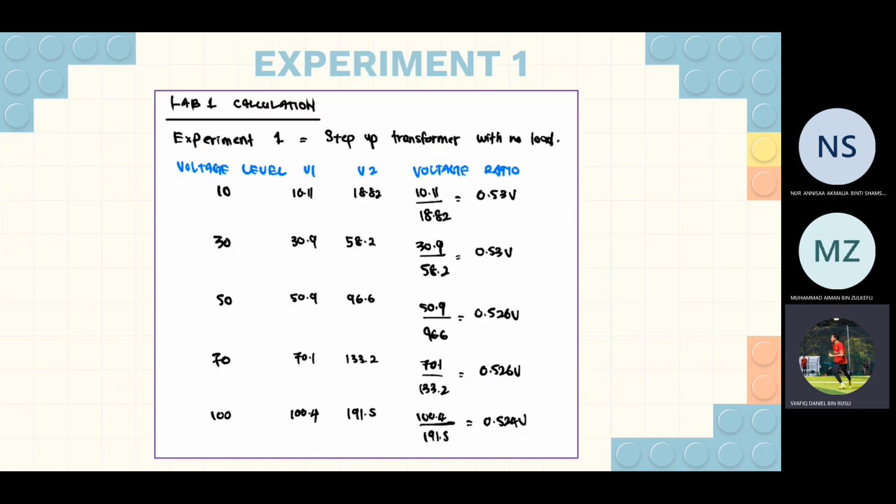Next, I will pass to my team member, Muhammad Aiman bin Zulkifli. Hello, my name is Muhammad Aiman. Today I want to explain about the calculation of lab 1. For the first experiment, we use a step-up transformer with no load.